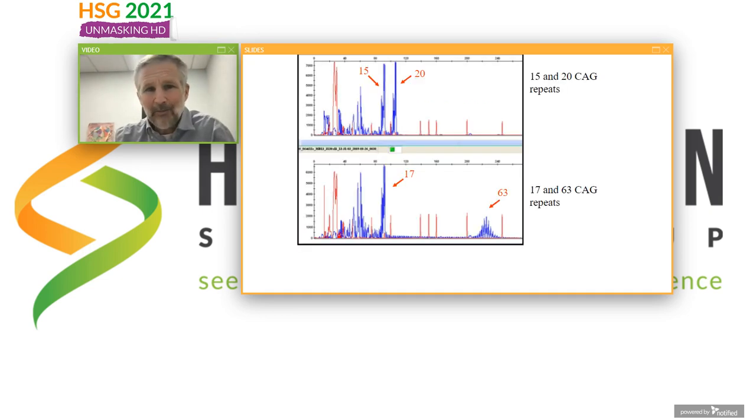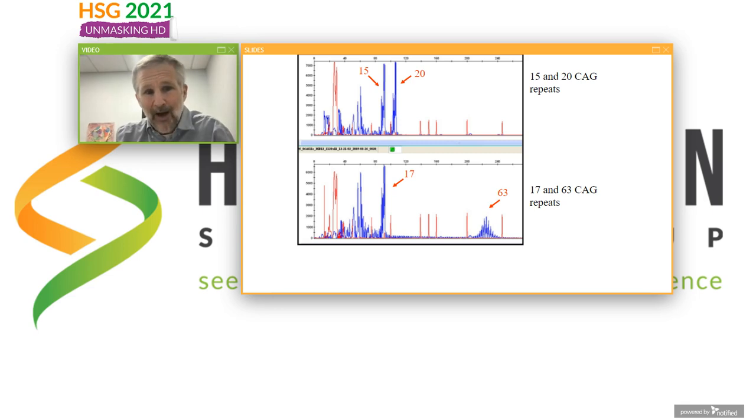And so we can actually put this onto a really fancy instrument that separates out all these little fragments by size. And what we get here on the top panel, this is an example of a normal result. We get two big peaks of fluorescence, these big blue peaks. One of them I've labeled as 15. The other one I've labeled as 20. And this would be an example of a lab result we get in our lab for somebody with a normal result. Both of the repeat numbers are in that normal range, 15 and 20.